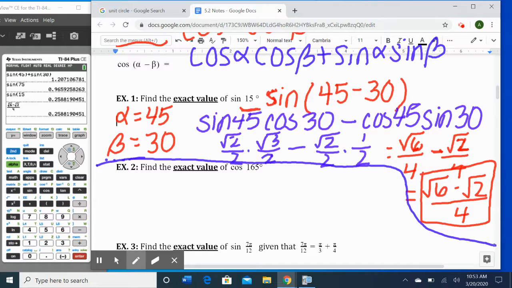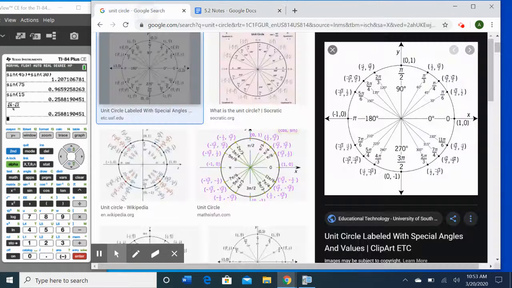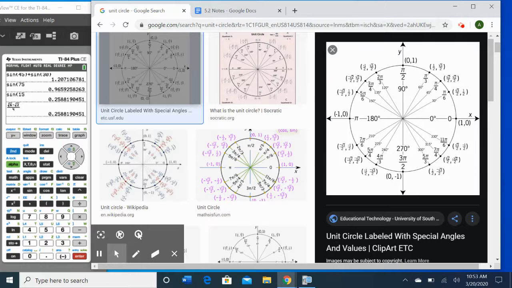So let's start with cosine of 165. Let's start by using our unit circle to come up with two angles on our unit circle that either add to be 165 or subtract to be 165. So what I'm going to use is 120.